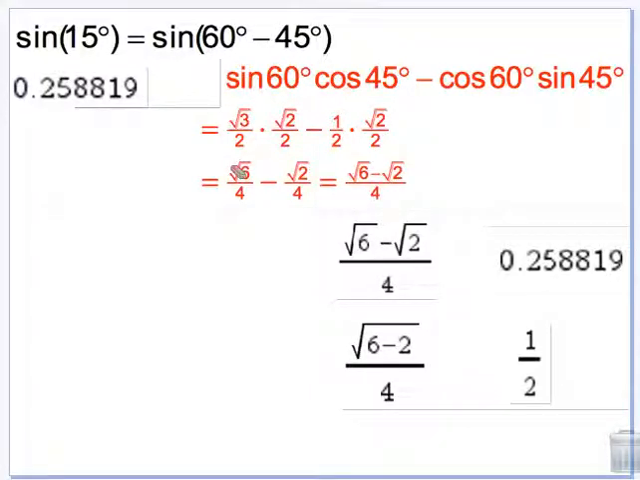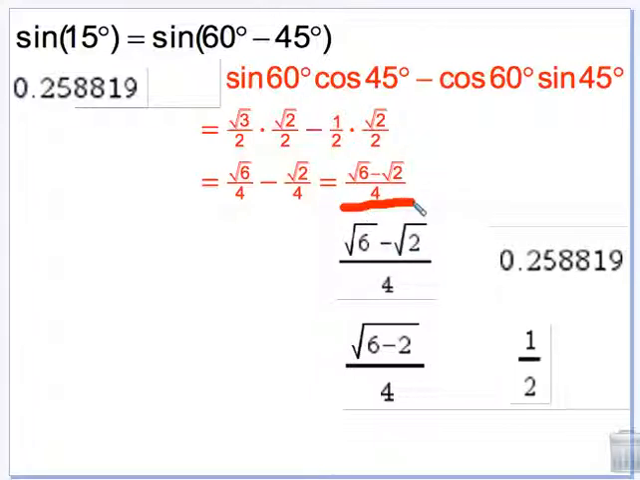Look at your trig table, plug everything in, figure out what it is. Sine of 60 degrees is square root of 3 over 2. Cosine of 45 is square root of 2 over 2. Plug everything in, multiply everything together. We have the square root of 6 over 4 minus square root of 2 over 4. Again, you cannot combine that under one square root symbol. Make sure you keep them separate. This is our final answer right here. This is the exact answer, okay?